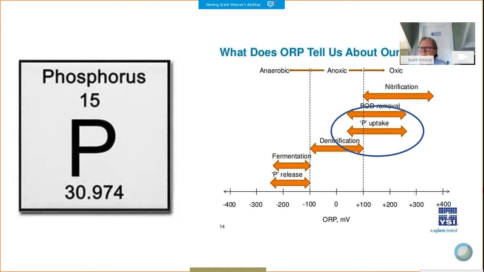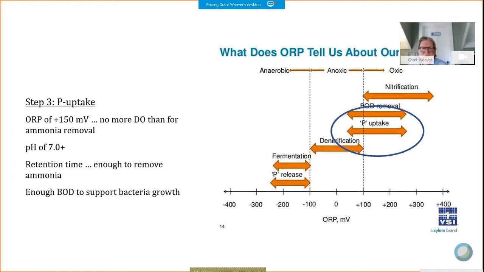Look at those two. P uptake is right up there in the same territory, a little bit to the left, actually, of the nitrification. So there's enough oxygen to drive ammonia removal. There should be enough oxygen to drive phosphorus removal. And as the bacteria grow, as they multiply, then they're going to be sucking phosphorus out of solution.